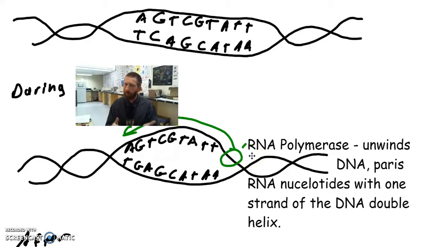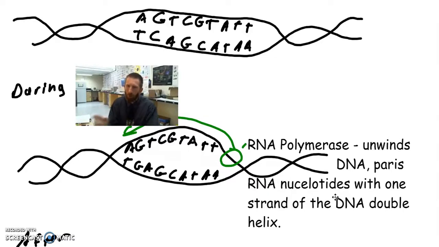Okay, with DNA replication, we had helicase, which unwound, and then DNA polymerase, which made the new DNA. Right, RNA polymerase, it unwinds the DNA itself. Then it pairs RNA nucleotides with one strand of the DNA double helix. And then after the nucleotides are paired, then the copy of RNA kind of snakes away, and then the double helix just kind of zips back up on its own.